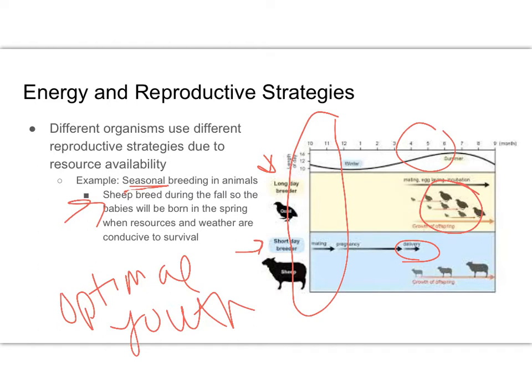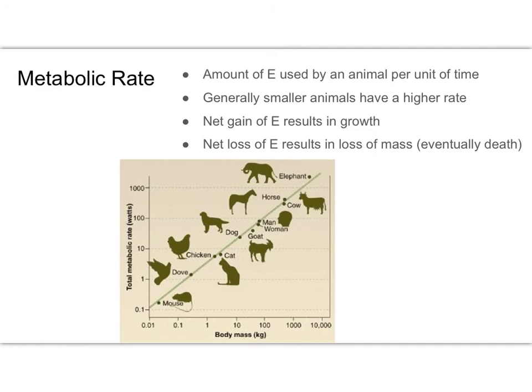Our metabolic rate is the amount of energy used by the animal per unit of time. This will include both anabolic reactions, remember, reactions that are going to build things up, as well as catabolic reactions, those reactions that will break things back down. So your metabolic rate is going to be a combination of those two reactions.